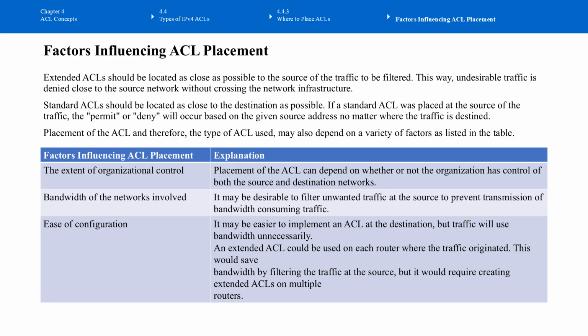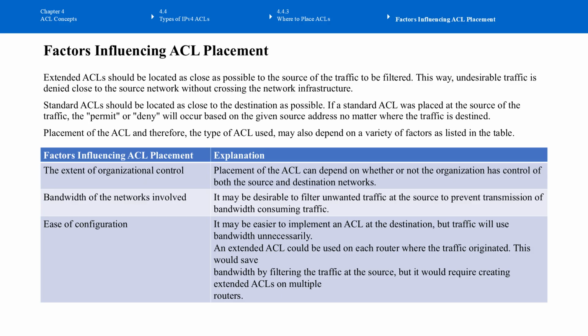Here, let's talk about the factors for influencing ACL placement. There are three main factors. First, the extent of organization control: placement of the ACL can depend on whether or not the organization has control of both source and destination networks.